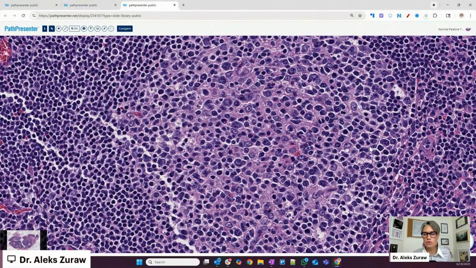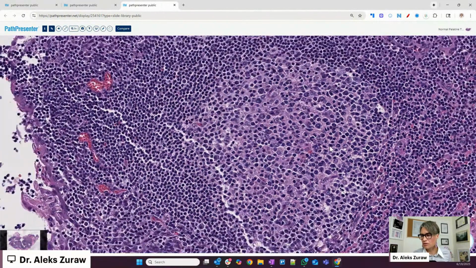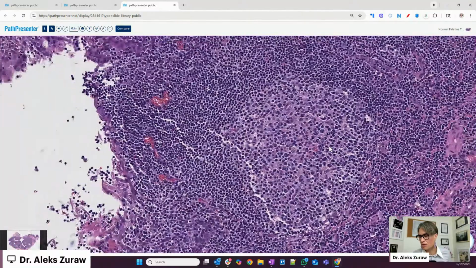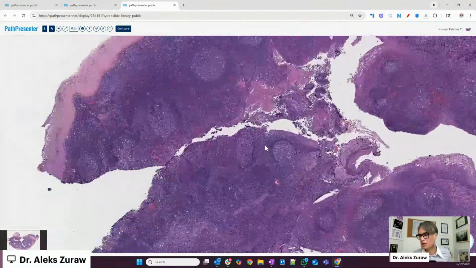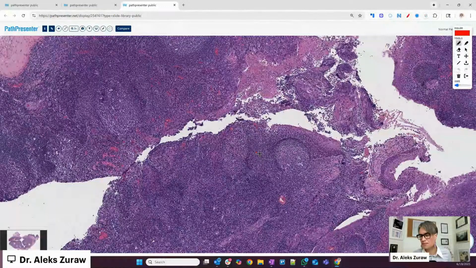And we also have some regions called interfollicular regions, so the regions between follicles.